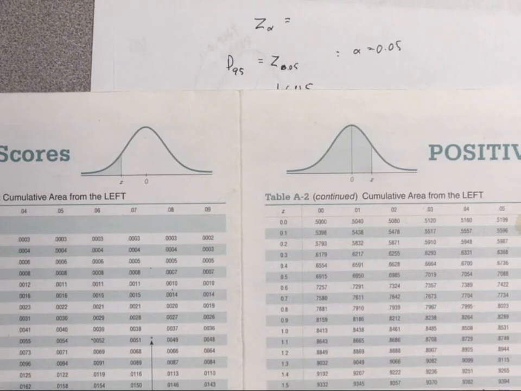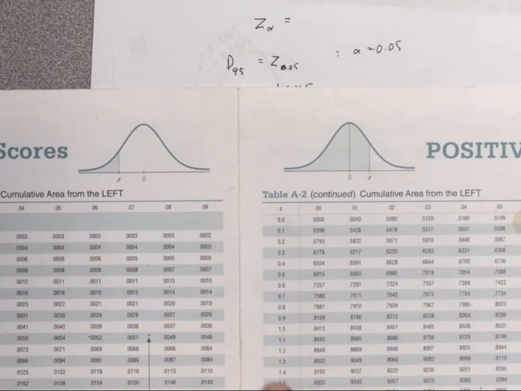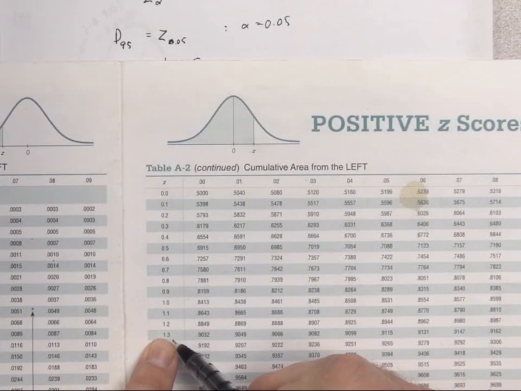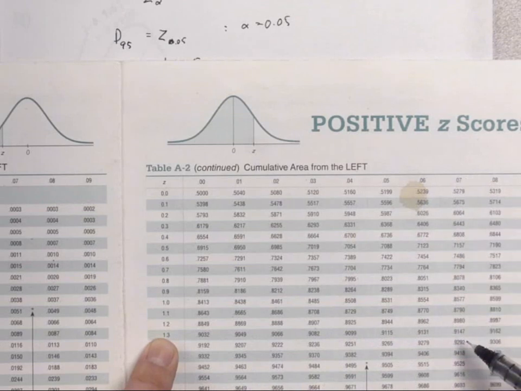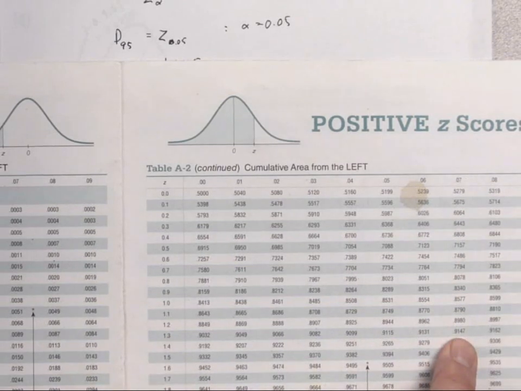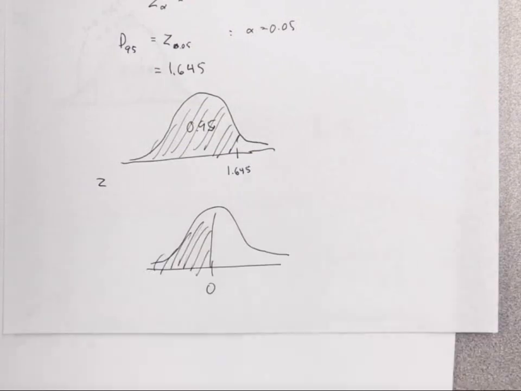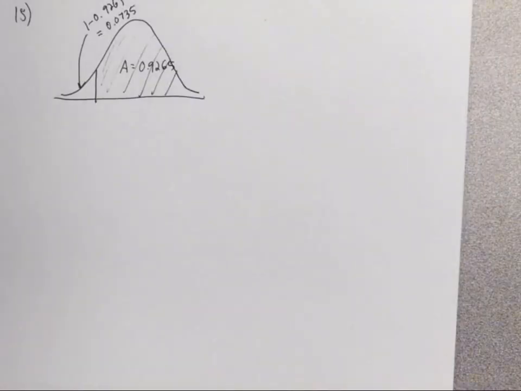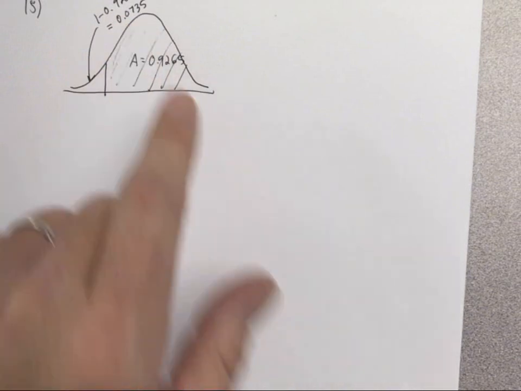Okay, so for every z-score, say 1.37, you take your 1.3 and slide it over to 0.07. This number right here represents the area to the left of 1.37. So it'd be 0.9147. That'd be the area to the left. But I don't want that kind of area. I need an area of 0.0735.